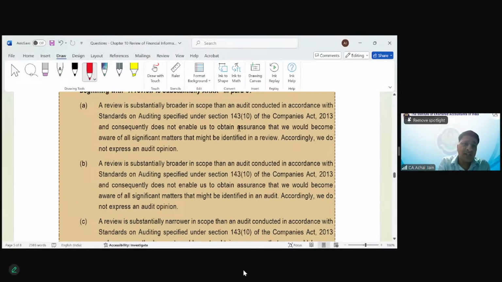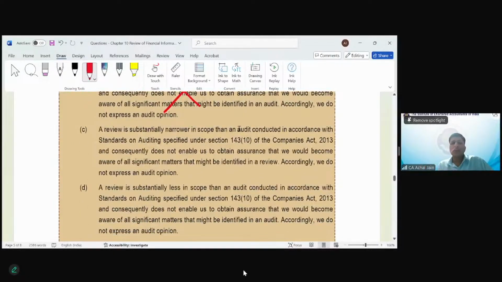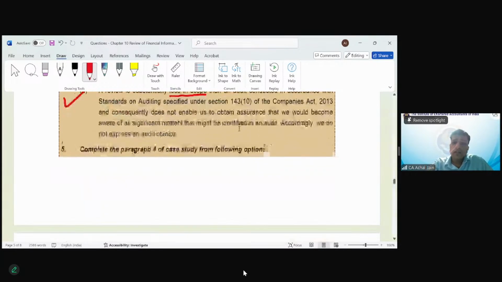D only. Okay. So if you look at options A and B, they are clearly out. To say this is broader in scope is not possible. So let's remove these two. I think the examiner is trying to create confusion only between C and D. Clearly, it's not narrower. That's not the language that you use. It's less in scope. So what is going to be your correct option? D. If you remember the report that we also looked at, the same language is there.